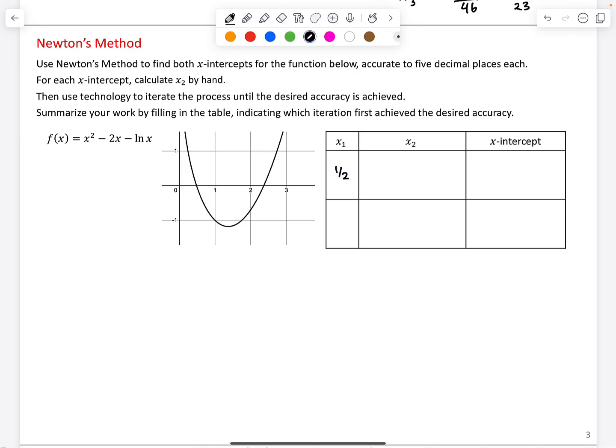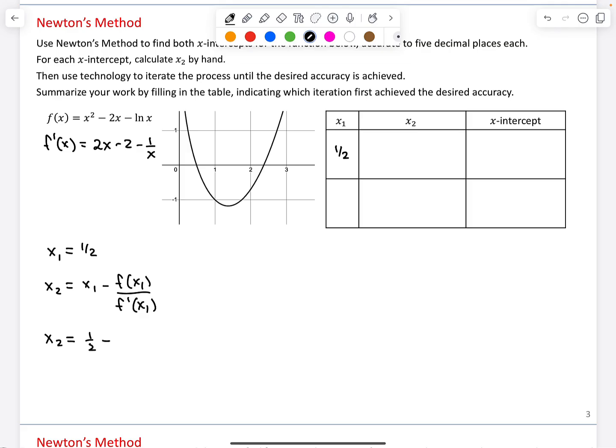Okay, we'll need to know the derivative of this function. So f prime of x is 2x minus 2 minus 1 over x. So x sub 1, we'll use 1/2 to get started. And using Newton's method formula, we get x sub 2 will be x sub 1 minus f of x sub 1 over f prime of x sub 1. So we get 1/2 minus. Now we have to plug 1/2 into the original function. So 1/2 squared is 1/4 minus 2 times a half is 1. And then we have a minus natural log of a half over. And now we plug 1/2 into the derivative.